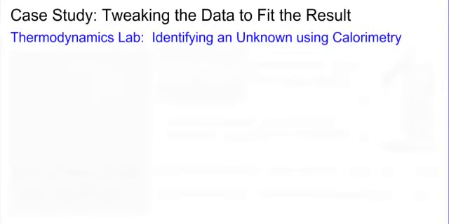We see this happen a lot in the science classroom, and this is something that I want to make sure my students do not do, and make sure they're very cognitive of it. We're going to be taking a look at a case study of a thermodynamics lab, identifying an unknown using calorimetry. I love doing unknown laboratories, and the reason why is it creates that CSI attitude in the classroom, and it creates a lot of problem solving, and also creates some moral issues and moral dilemmas that my students face.